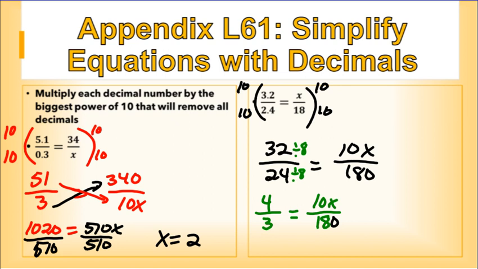And then if I multiplied 3 times 60, that'll give me 180, but I'm going to cross multiply here. So 3 times 10x is 30x. 4 times 180 gives us 720. And if I divide by 30 on both sides, x equals 24.